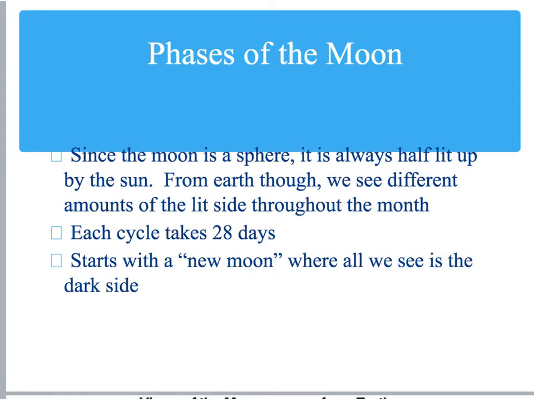Since the moon is a sphere, it is always half lit up by the sun. The side facing the sun is always lit up, just like the earth. The side of the earth facing the sun is always lit up. That side is day. So if this is the sun, and this is the moon, obviously not drawn to scale, the back side is dark. This side is lit up.